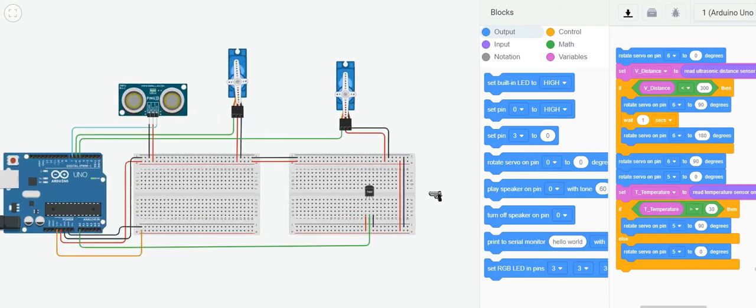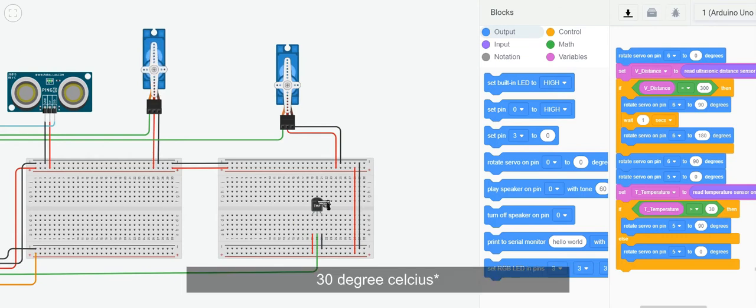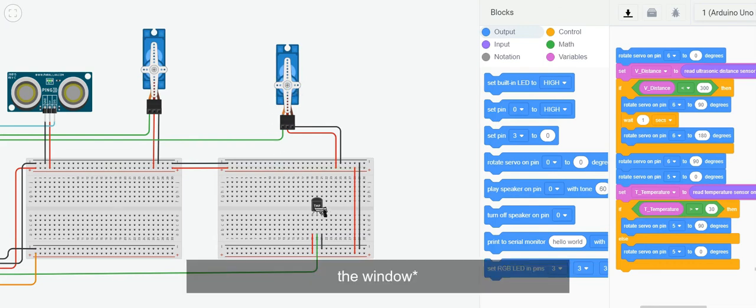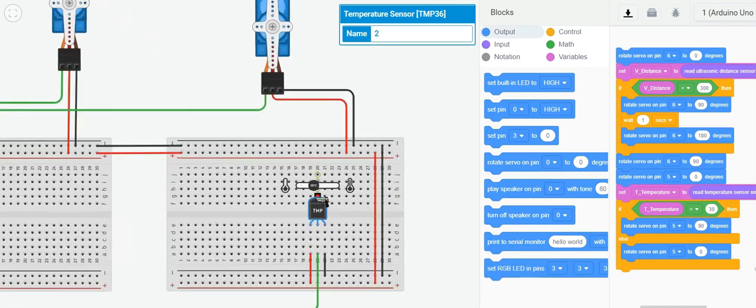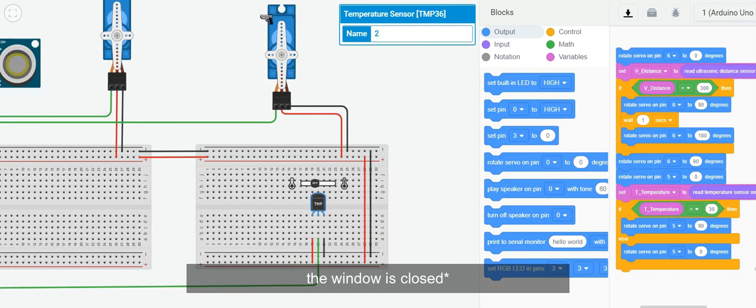Okay, moving on to the window system. The temperature I have set here is 30 degrees. When the temperature sensor detects upper than 30 degrees Celsius, the servo will rotate. 30 degrees Celsius is for the weather. When the weather is too hot, the curtain will close. So let's see. This is 25 degrees Celsius, the window will stay open.